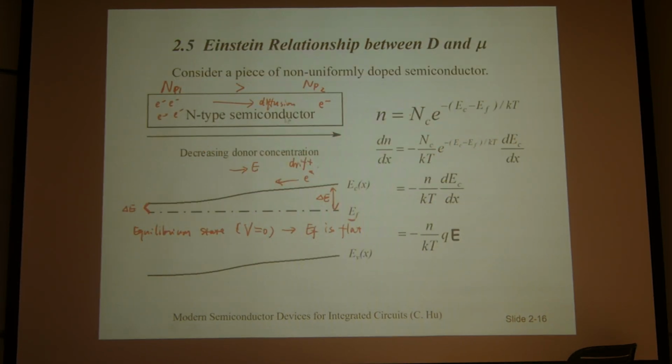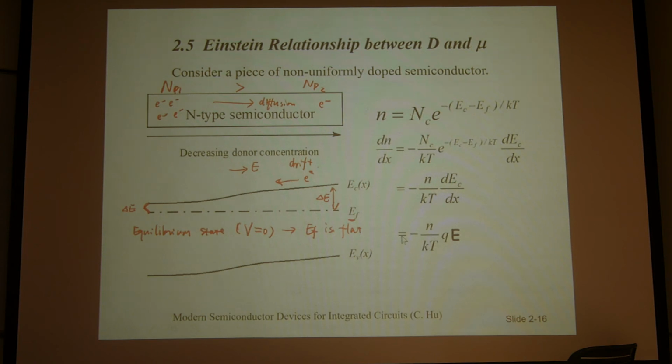Okay, so here we see the diffusion and drift cancel each other. So then let's use that to derive the Einstein relationship between D and mu. So let's do that. Here we can start from the electron density equation. So n equals N_C times this exponential term. This is what we have before.